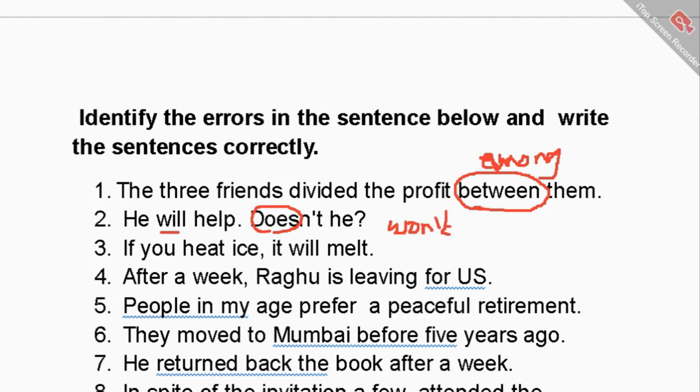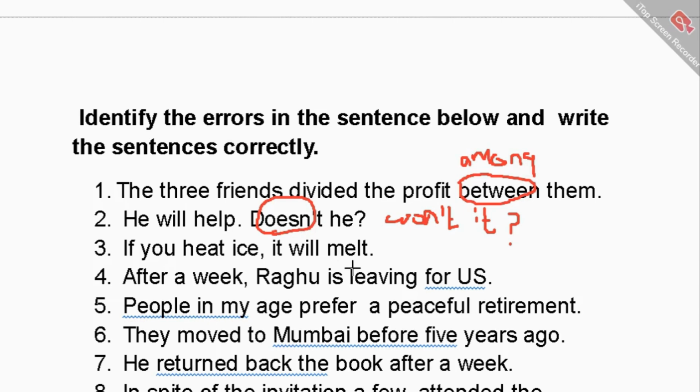Next one, if you heat ice, comma, it will melt. Now it's a general truth or fact. So here it should be zero conditional, not first conditional. So we should remove this will. And if you remember the structure of this zero conditional, that would be if plus present simple, plus present simple. So here you should add melts. It melts.